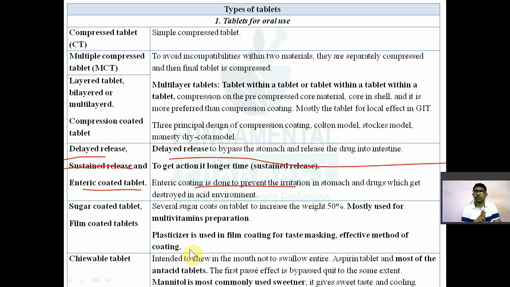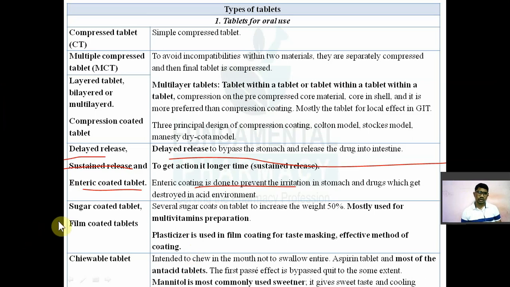So enteric coating polymers are used, for example, cellulose acetate phthalate. That polymer is a pH dependent polymer. This polymer will not release a drug in the stomach; it will release the drug in the intestine. So that is known as enteric coating. So: delayed release, sustained release, and enteric coating.